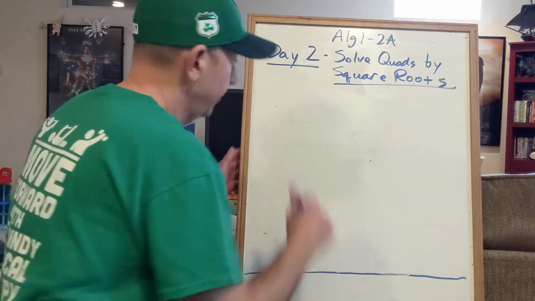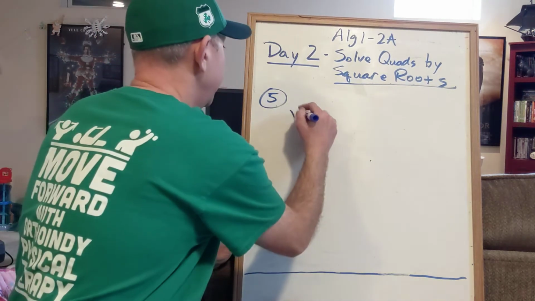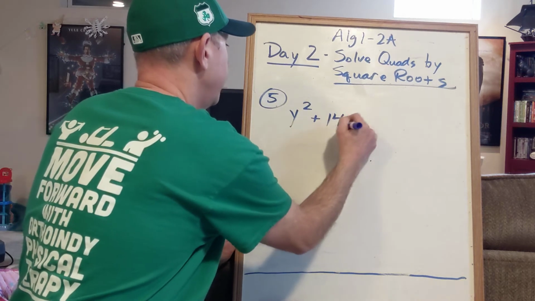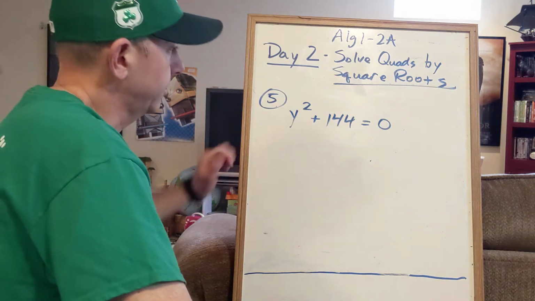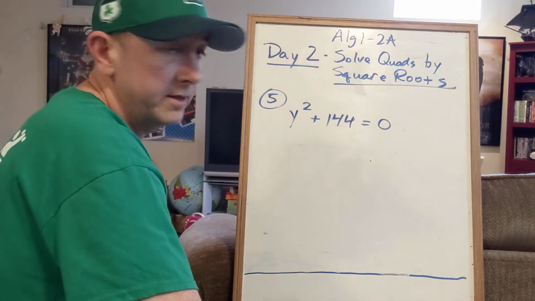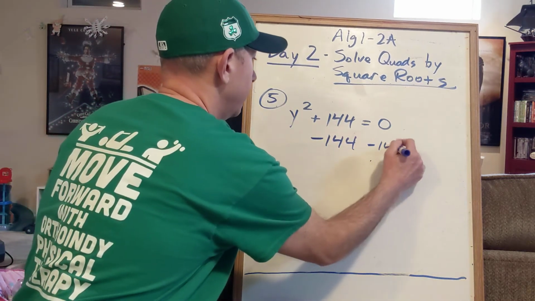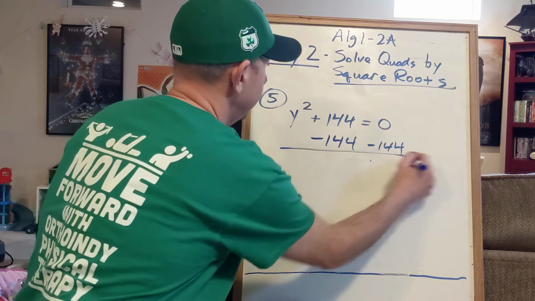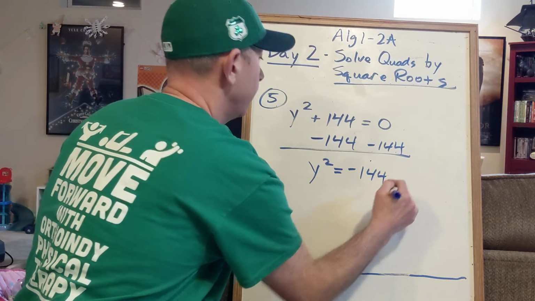So number 5, last one. We've got y squared plus 144 is equal to 0. Okay, so we're trying to get y squared by itself. It looks like it would work out fine because 144 actually is a perfect square. We're going to subtract 144 to get this y squared by itself. We get y squared equals a negative 144.